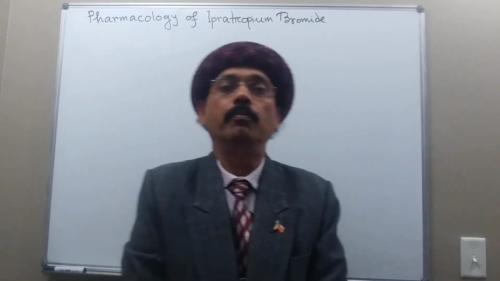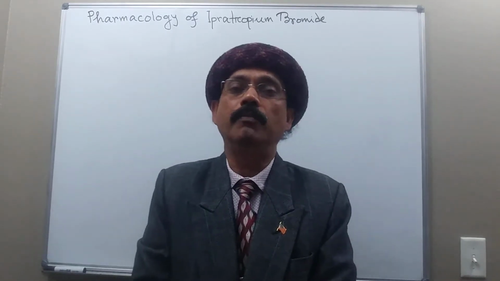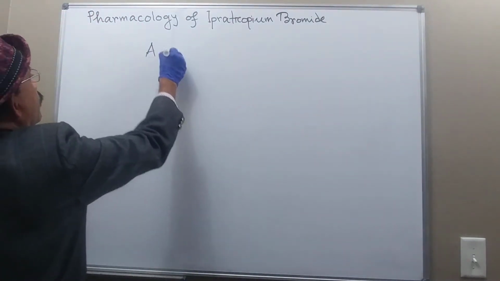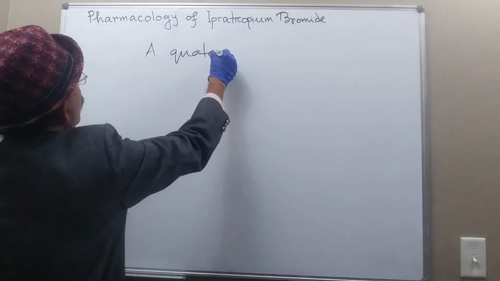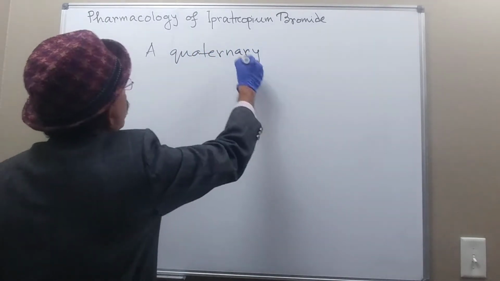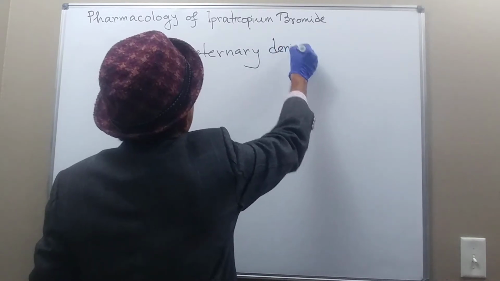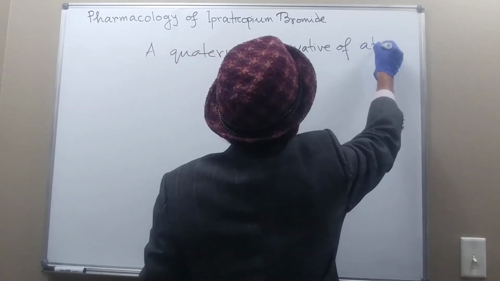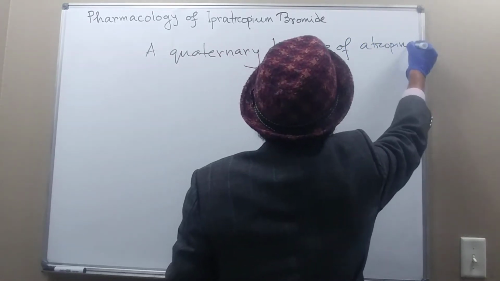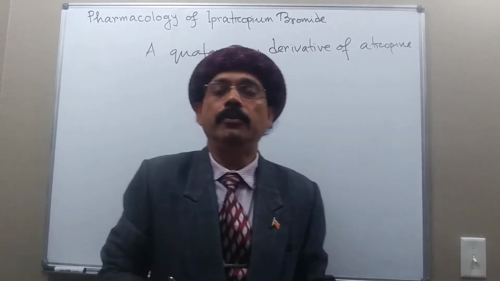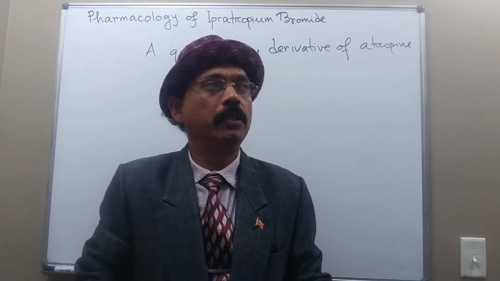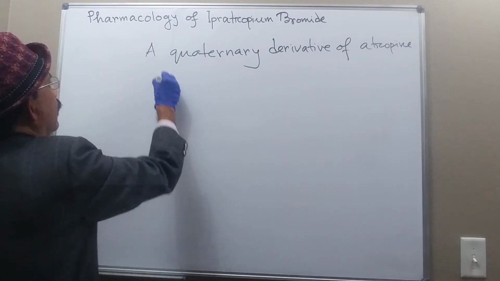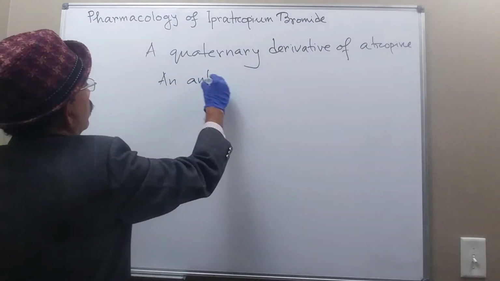Ipratropium bromide is a quaternary derivative of atropine. And we know that atropine is an anticholinergic drug. So ipratropium bromide is also an anticholinergic drug.